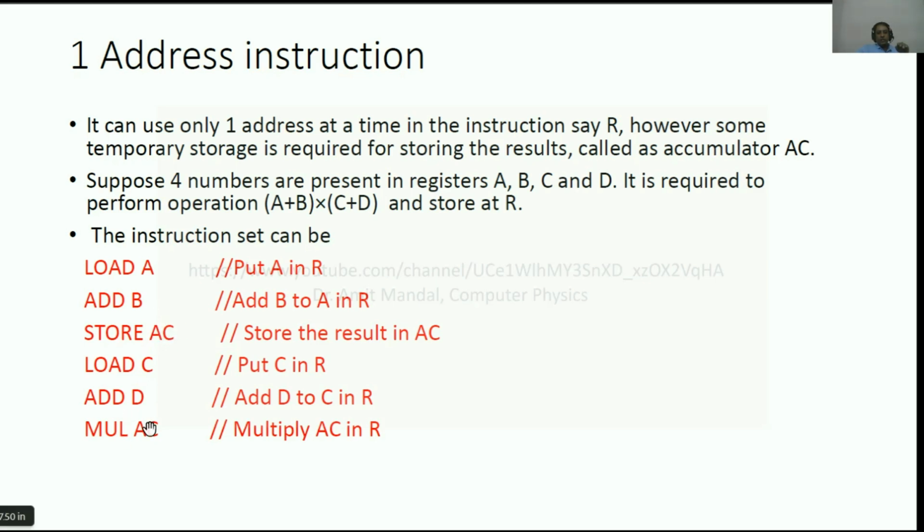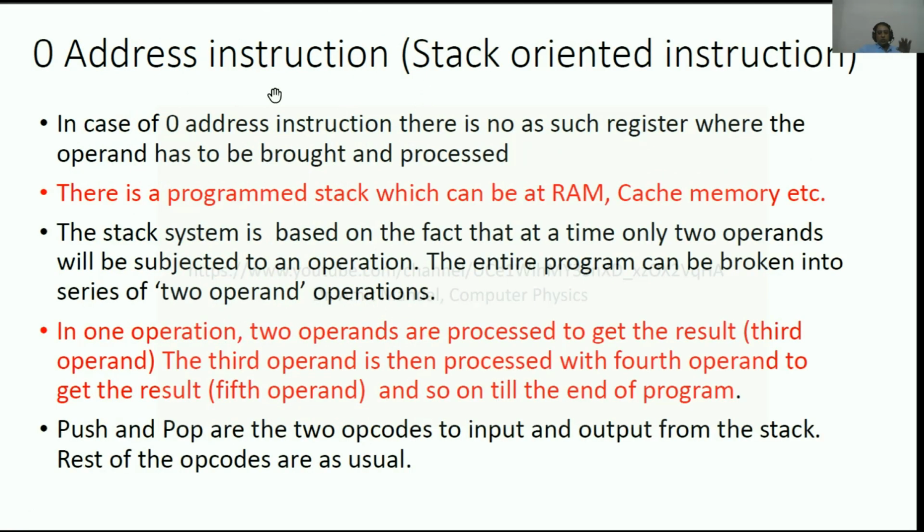Now mul AC. It means automatically it will bring the value of the accumulator register AC and multiply it in R itself. So ultimately in R we will get A plus B into C plus D. So this is the one address instruction format. Now zero address. Zero address means not using any address at all.